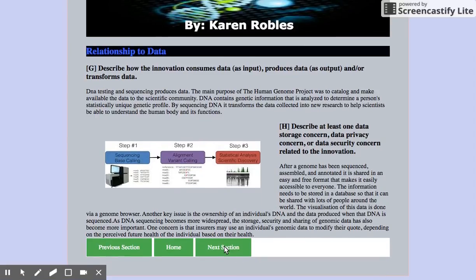One of the data storage concerns is that after a genome has been sequenced, assembled, and annotated, it is shared in a free format that makes it easily accessible to everybody. So the information needs to be stored in a database so that it can be shared with lots of people around the world. Now, this is a good thing, but it can also potentially be a bad thing because it's such a new innovation. There's still a lot of laws to be passed when it comes to the privacy of a lot of this data that is being contained in these databases, and government officials are still trying to come up with these laws, and as time goes by, new laws will be developed because of this.